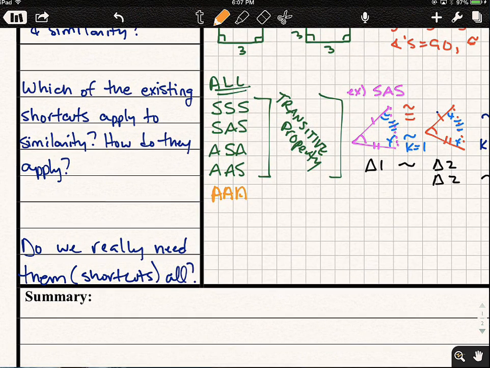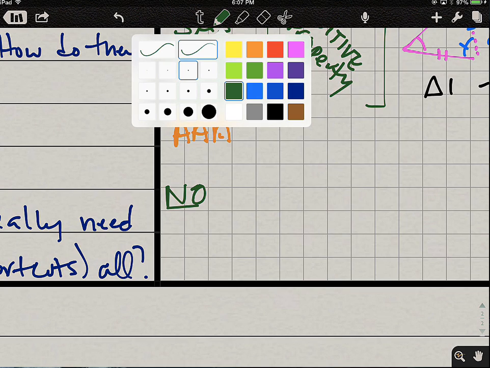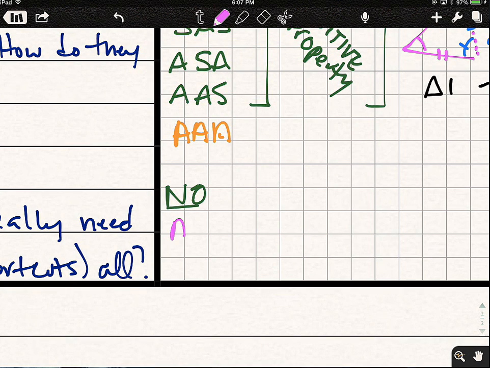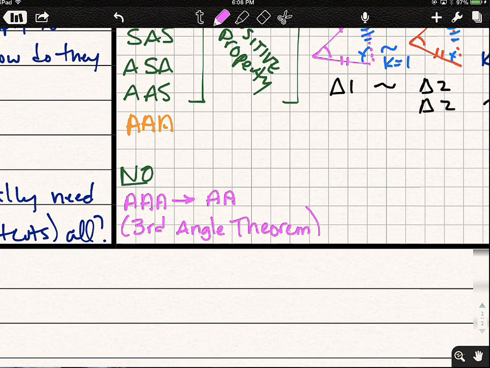So now that brings us to this question: if these shortcuts are all accurate, do we really need them all? And it turns out the answer to this question is no, we do not need them all. And here's the reason why. If you consider angle, angle, angle, it could actually be cut down to just angle, angle. And the reason is the third angle theorem, which says, well, if you know two angles in a triangle, you know the third.